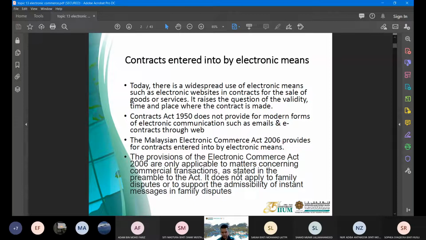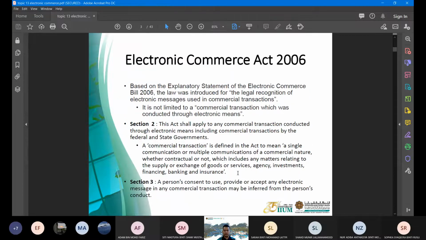in Malaysia, in 2006, the Parliament passed the Electronic Commerce Act, or the E-Commerce Act. So this basically recognizes contracts entered into by electronic means. This act is applicable to matters concerning commercial transactions, but it does not apply to family disputes or to support the admissibility of instant messages in family disputes. So this one is purely commercial.